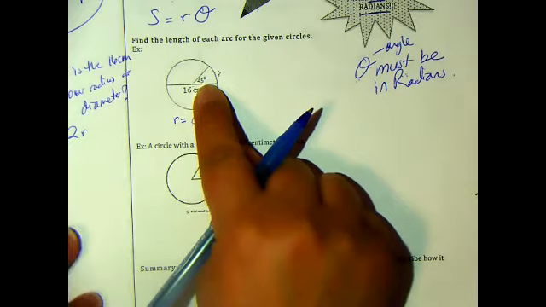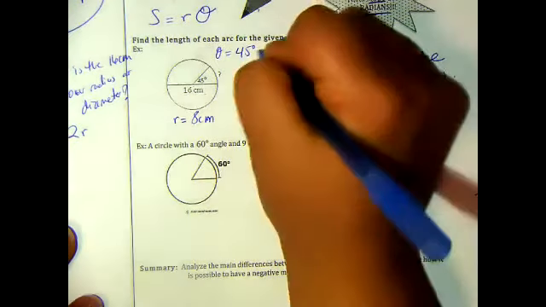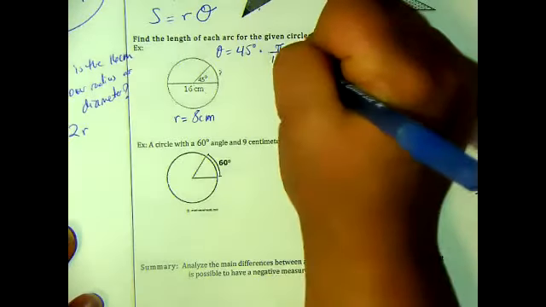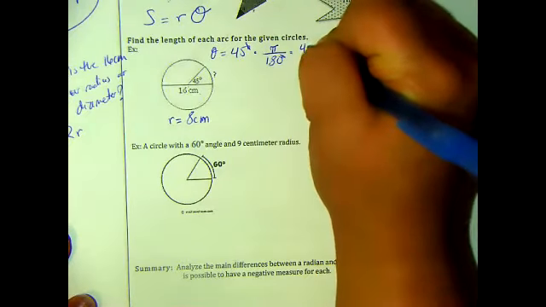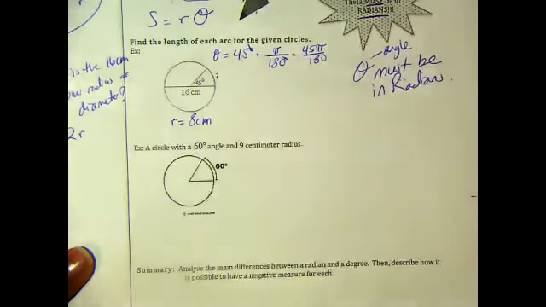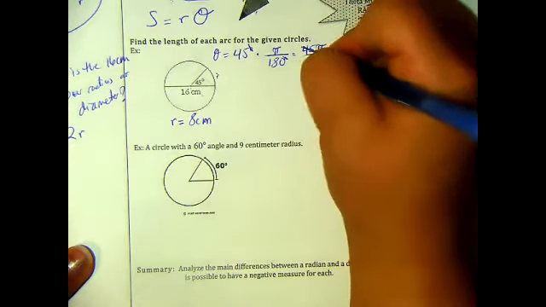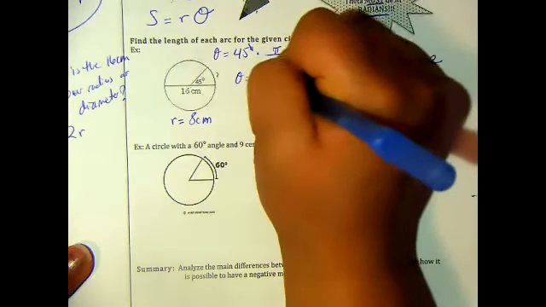We need our theta in terms of radians. We don't want it in degrees. So we're going to take 45 degrees for theta and convert it into radians. We need degrees in the denominator, so pi goes on top, and the degree units cancel. So I'm going to be left with 45 pi over 180. I don't want to deal with big numbers when I'm multiplying like that, so I'm going to simplify. There are four 45s in 180, so I can divide by 45 and simplify. That's going to be one, that's going to be four. So my theta is actually pi over four.